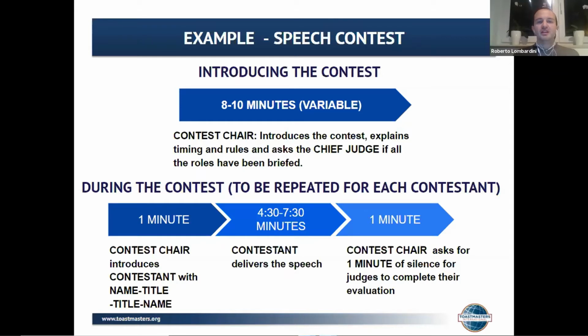information. And also clapping, the way they are introduced: there are no specific rules for clapping. The important thing for contest chairs is that everyone is introduced in the same way, of course. Then there will be, in this case the speech contest, the speech, and then you will have 1 minute for each judge to complete the evaluation.